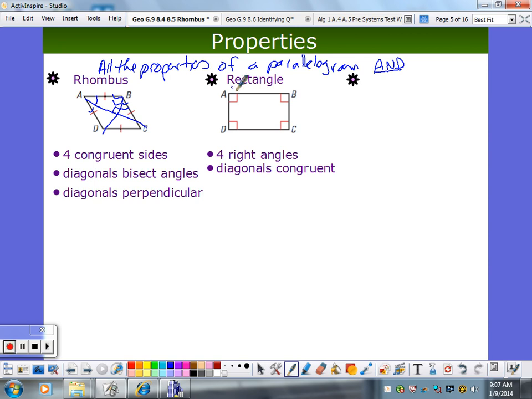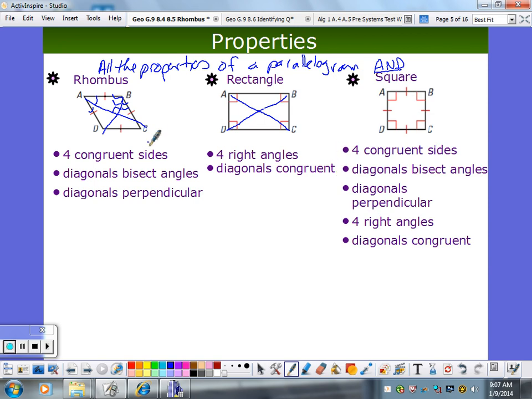A rectangle, well, by definition, we have 4 right angles, and the diagonals are congruent. That's all we can say about them. So what do you think we can say about a square then? If a square is both a rhombus and a rectangle, what are we going to say about a square? Yeah, exactly. All of these things are going to be true for the square because it's both a rhombus and a rectangle. So it's got everything that's true about a rhombus, that's these 3, and it's got everything that's true about a rectangle, that's the bottom 2. So all the properties are true for a square.